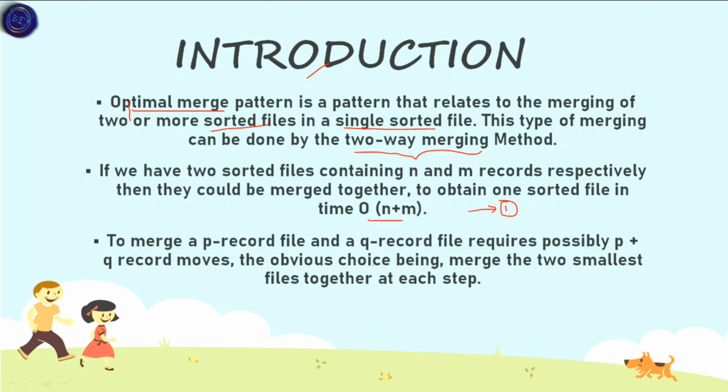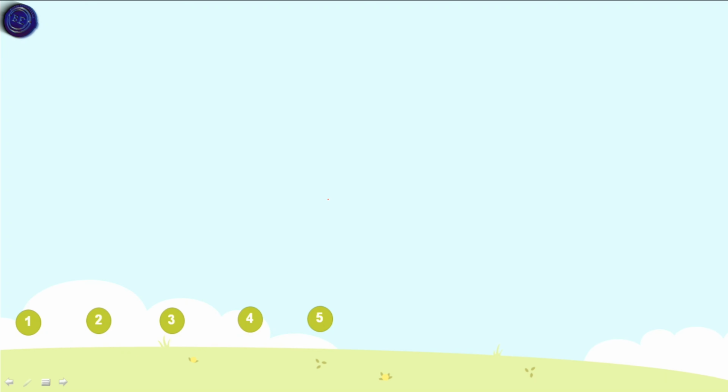The obvious choice is to merge the two smallest files together at each step. So in this optimal merge pattern, we combine the smallest files together at each step. Now let us discuss an example.